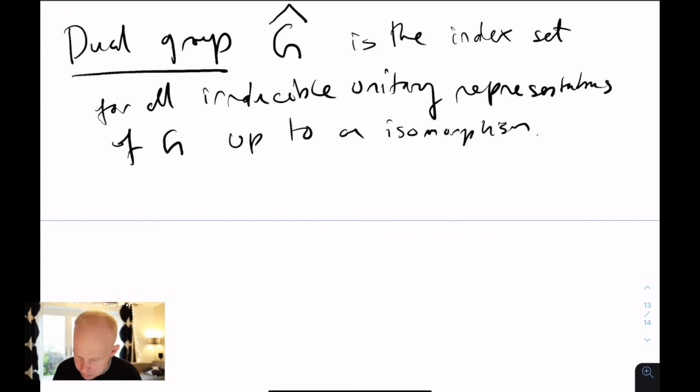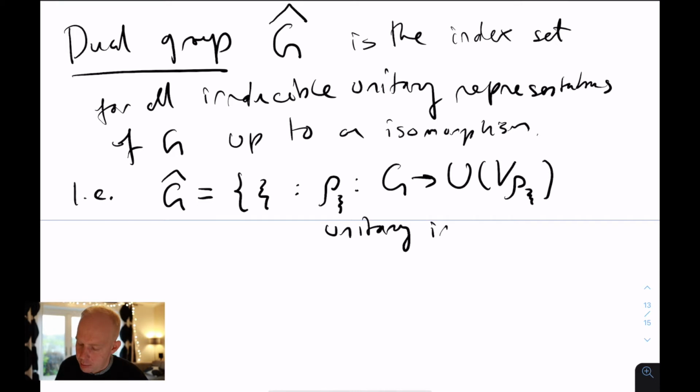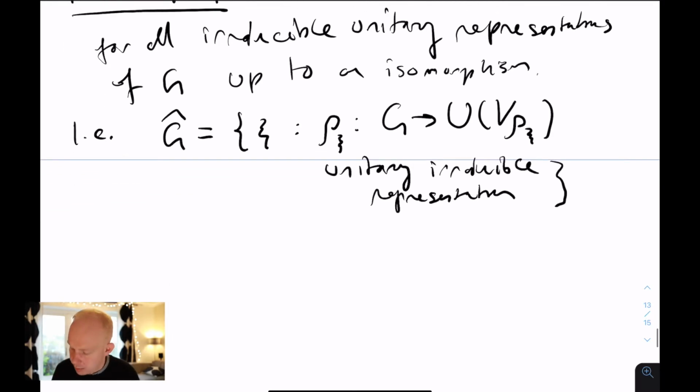So that's maybe a bit of a vague definition, but basically what this means is that we can write hat G as the set of some xi's such that each xi corresponds to a map rho xi from G into the unitary group of some V rho xi. This is a unitary and irreducible representation. So we have chosen one of those irreducible representations. If we fix an element xi inside this group, it corresponds to some irreducible representation, and every other irreducible representation of G is isomorphic to one and only one of these.